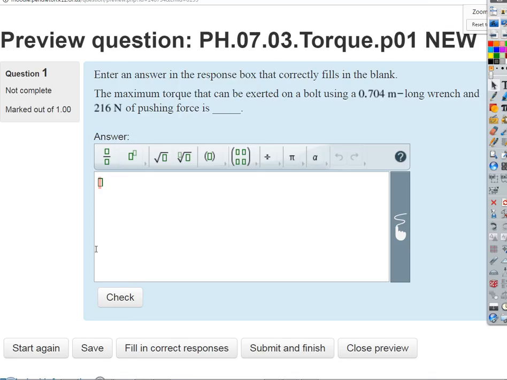So the maximum torque that can be exerted on a bolt using a 0.704 meter long wrench and 216 newtons of pushing force is what? How am I going to figure it out? Just plug it in. If this is the length of the wrench and that's the pushing force, what's the most torque I could get? That times that, right? Because if I push at a 90-degree angle, perpendicular to the lever, then the lever arm uses the whole wrench. Make sense? Everybody see that?